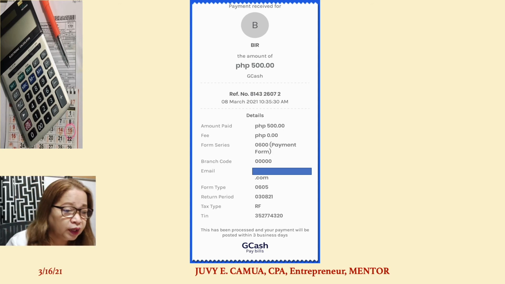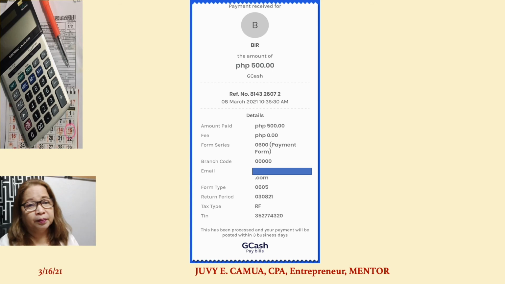So, kung late yan, tapos babayaran nyo pa rin na actual, hindi muna yung matitrace, pero once traced, you would be asked to pay for penalties and compromise fee. Just like this one, medyo late na to. Okay? So, that's how it is done from filling out of forms to payment.